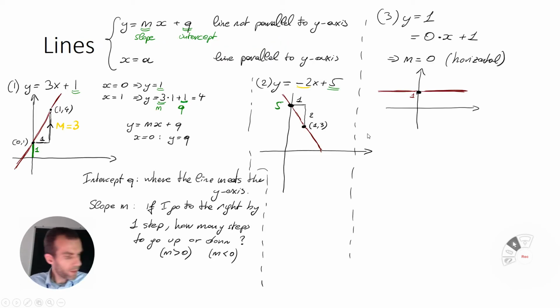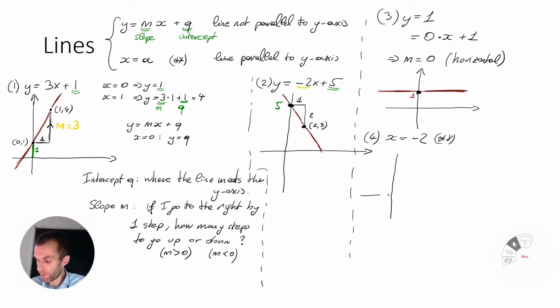For the last example, we'll take a line with equation x is equal to minus 2. So that's one of the second type here. And we know that those are lines that are parallel to the y-axis. And we can see where it meets the x-axis from what's on the right-hand side here. So this line will meet the x-axis in a point with coordinates minus 2. And then it's going to run parallel to the y-axis like this.